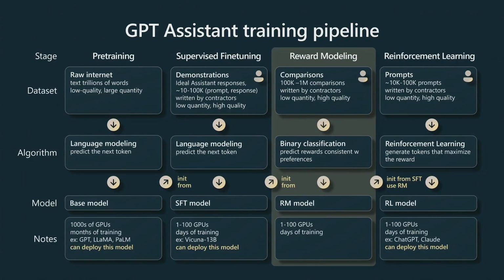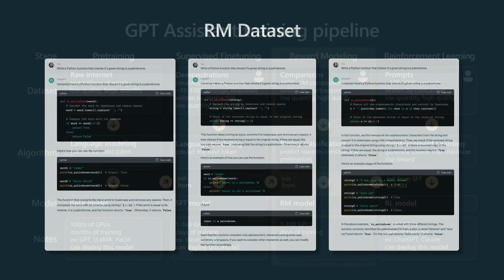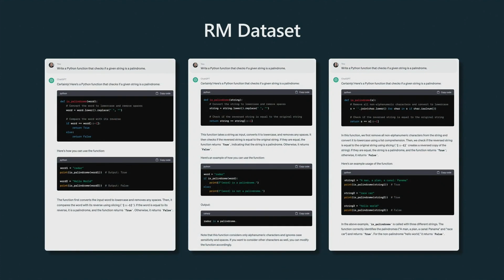So in the reward modeling step, we're now going to shift our data collection to be of the form of comparisons. So here's an example of what our data set will look like. I have the same prompt, identical prompt on the top, which is asking the assistant to write a program or a function that checks if a given string is a palindrome. And then what we do is we take the SFT model, which we've already trained, and we create multiple completions. So in this case, we have 3 completions that the model has created. And then we ask people to rank these completions.